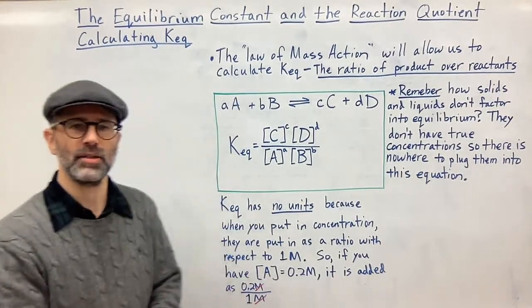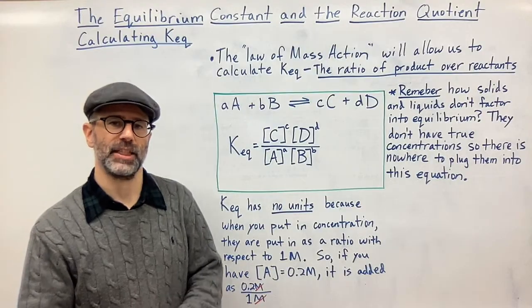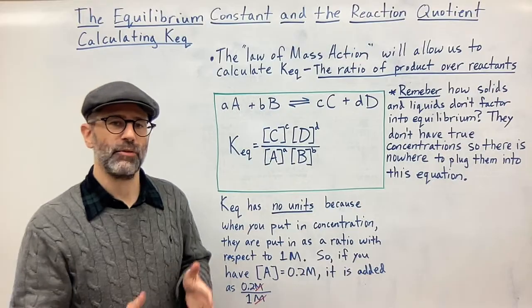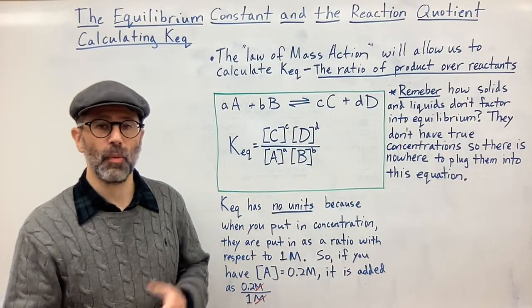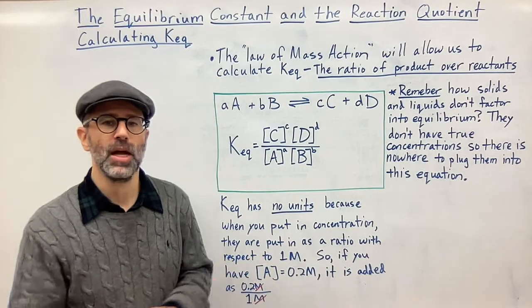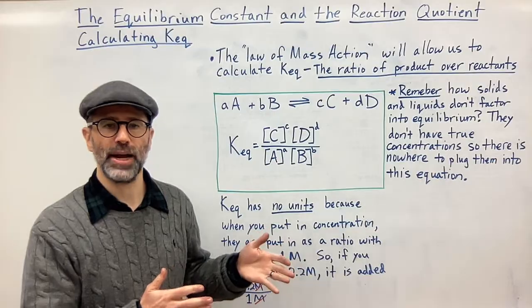Okay, let's talk about the law of mass action now. So, the law of mass action basically says that the rate of a reaction is going to be proportional to the concentrations of its reactants, right? So, in this case, we have a forward and backwards reaction.